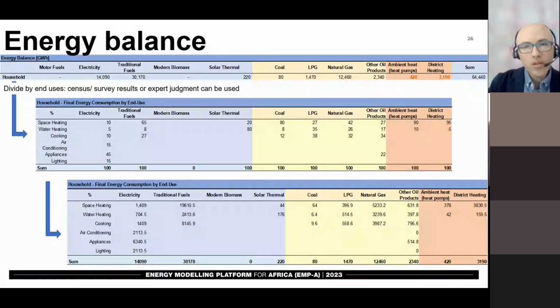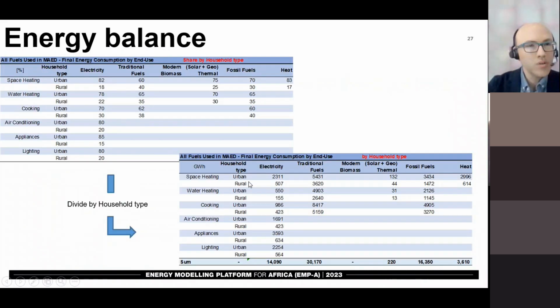And to go further, to have the data that is split by household type, we can also, in the same way, make assumptions about the share by household type. And in that way, we will have the data, the final energy consumption by end use and by household type.